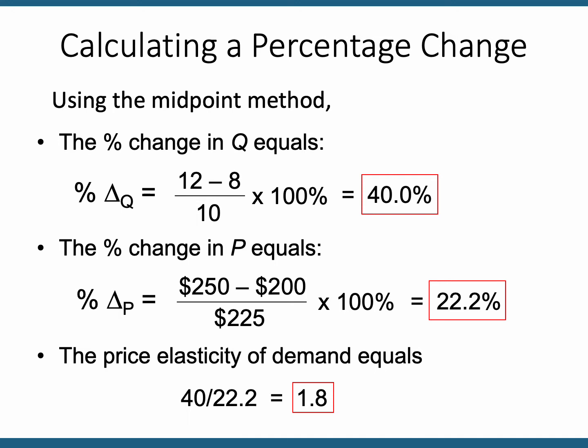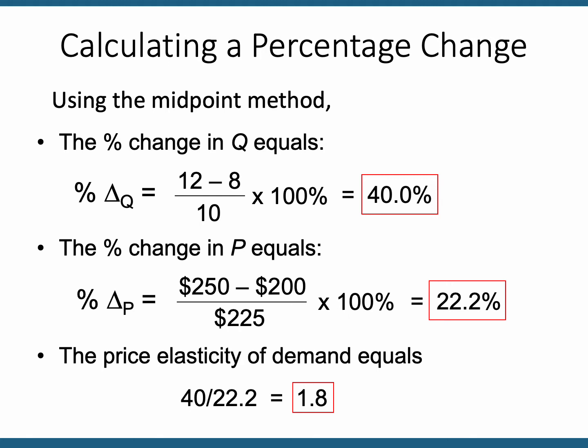So then you have 4 over 10. That's a 40% change. So in other words, it's a 40% change when you go from a quantity demanded of 12 to 8, and it's also a 40% change when you go from a quantity demanded of 8 to 12. It's just, in one direction it's a minus 40%, in the other direction it's a plus 40%. But it's going to be 40%.